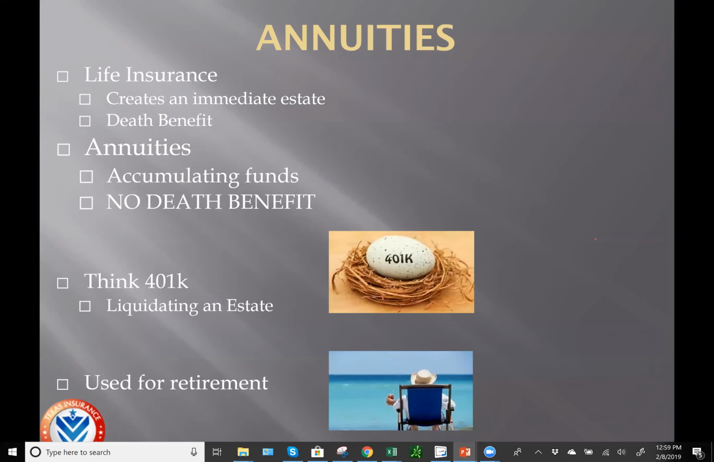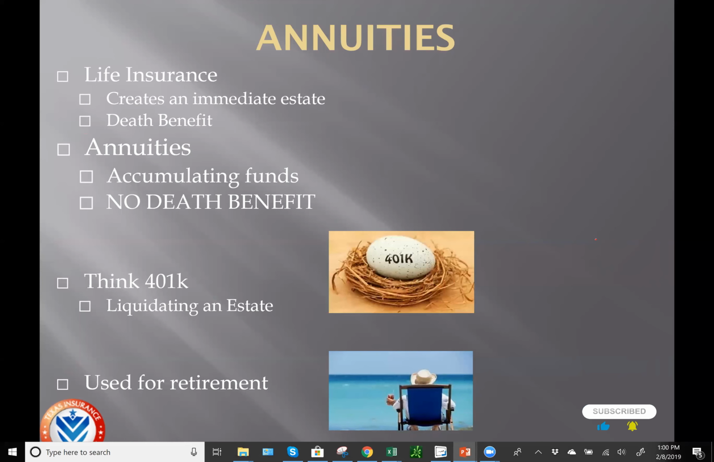All right, now let's switch gears one more time and talk about annuities. Now we talk about annuities because they're sold by insurance companies. However, annuities are not life insurance. Actually, they're the exact opposite. So we have to talk about them because they're sold by insurance companies, but they're not life insurance. So let's look at the difference.